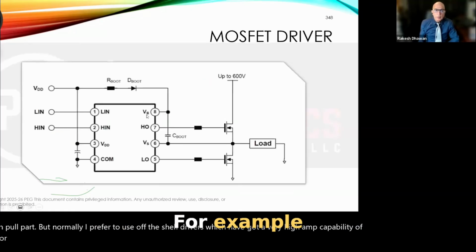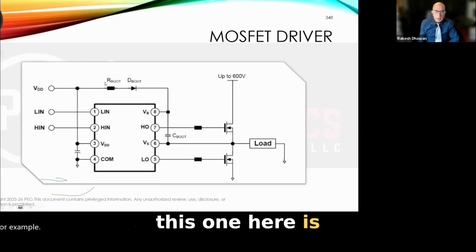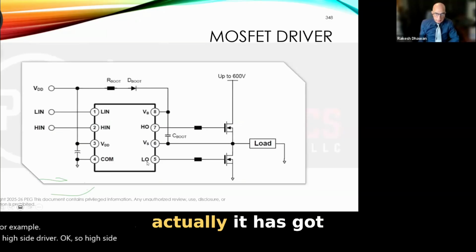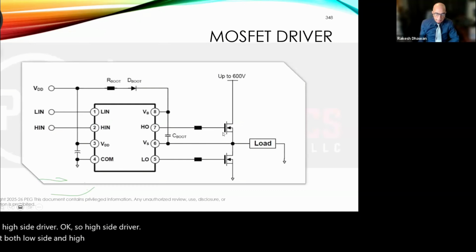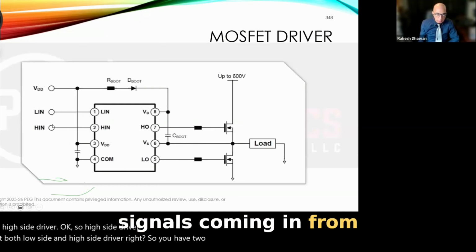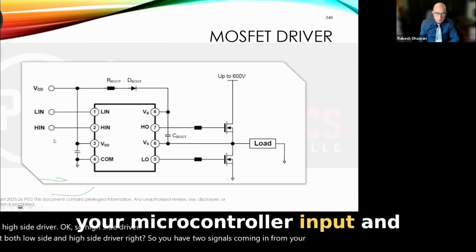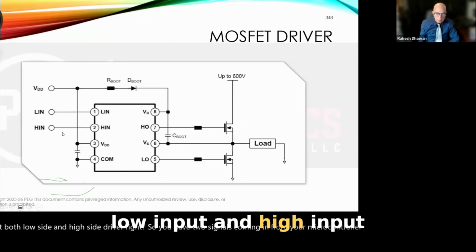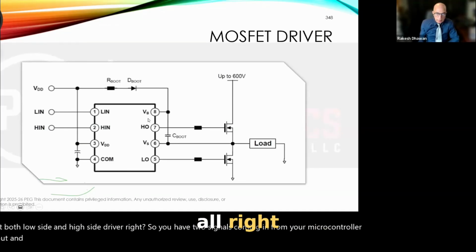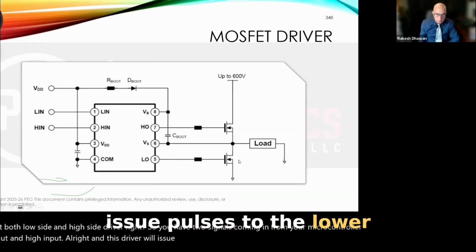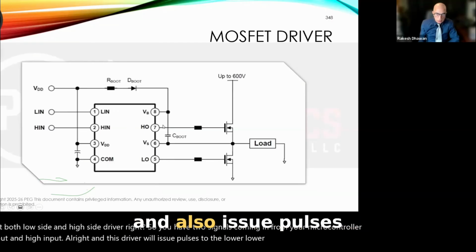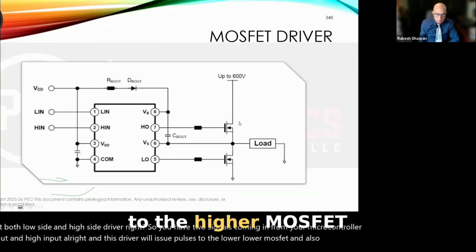For example, this one here is a high side driver. Okay, so a high side driver actually has both low side and high side drivers, right? So you have two signals coming in from your microcontroller, low input and high input, all right? And this driver will issue pulses to the lower MOSFET and also issue pulses to the higher MOSFET.